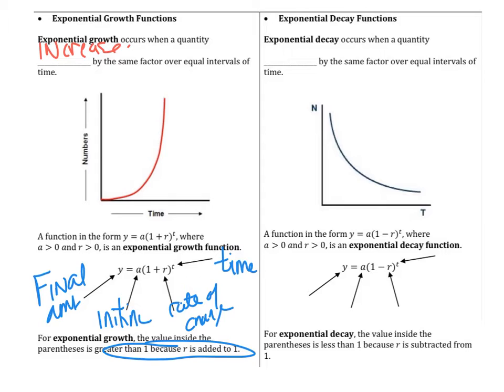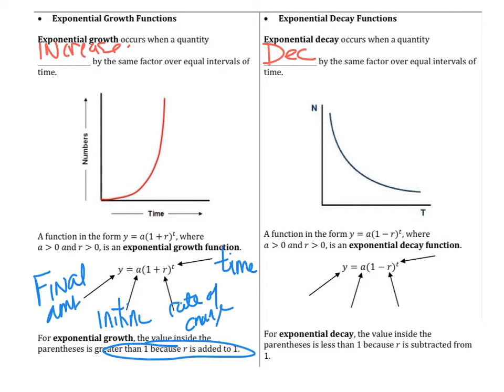All right, let's take a look at exponential decay. Exponential decay occurs when a quantity, you probably guessed it, decreases by the same factor over equal intervals of time. So here's again my time, and here are my numbers. Notice it's decreasing very, very fast. Again, not linear at a constant rate, but very fast. A function in the form y equals a times (1 minus r) to the t, where a and r are both greater than 0, is exponential decay.